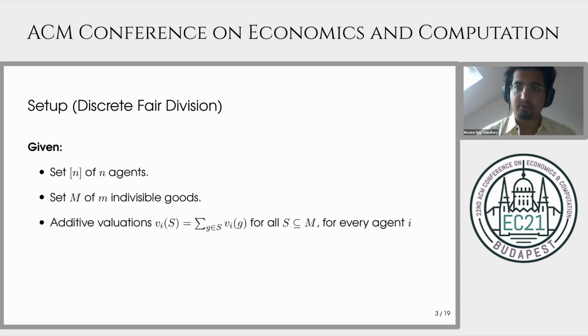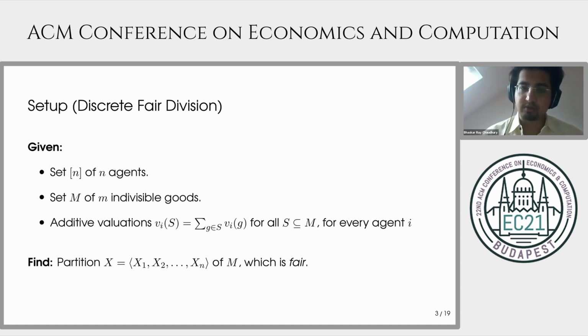These are probably one of the most well-studied classes of valuation functions in discrete fair division. Our goal now is to find a fair partition of the good set, x1 up to xn, where each xi is allocated to agent i. Now let's address what I mean by fair.